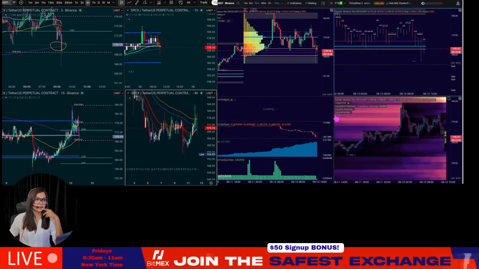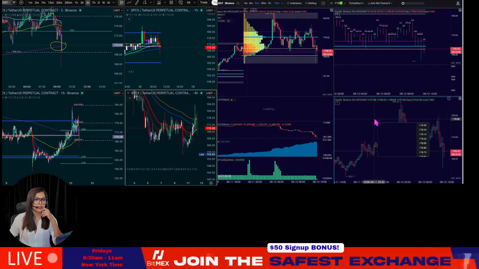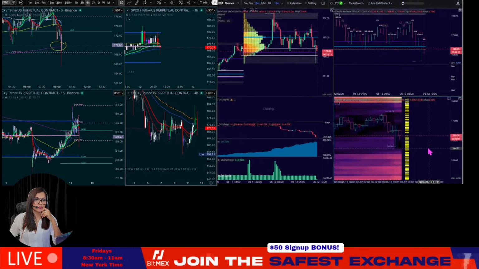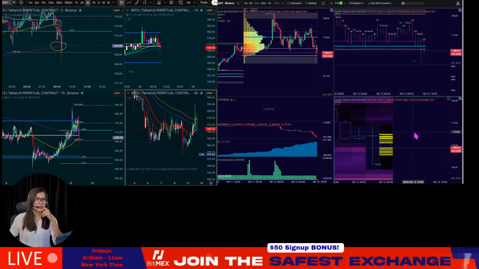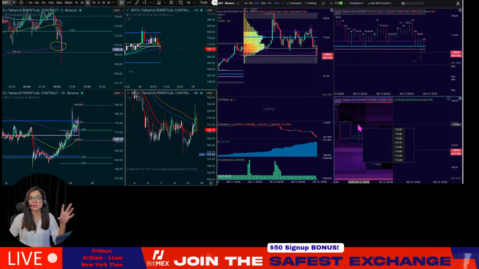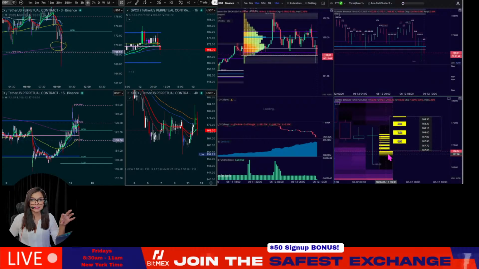Now, let's look at the liquidation heat map. On the liquidation heat map, you of course have the liquidity heat map here as well. The liquidity heat map is where stop losses are resting, as well as long limit orders under price waiting to get triggered, or above price, short limit orders waiting to get triggered. So these are your liquidity pools, or liquidity heat map.